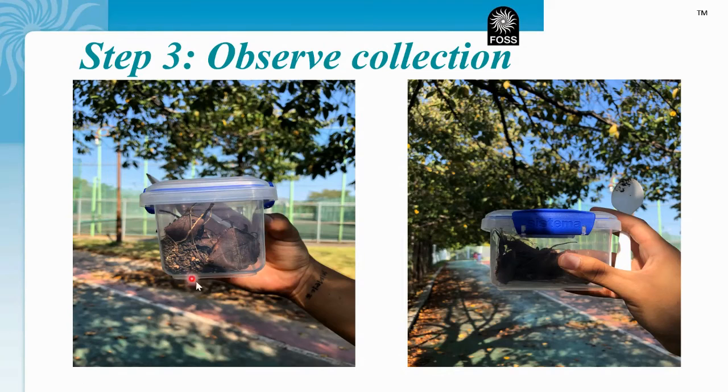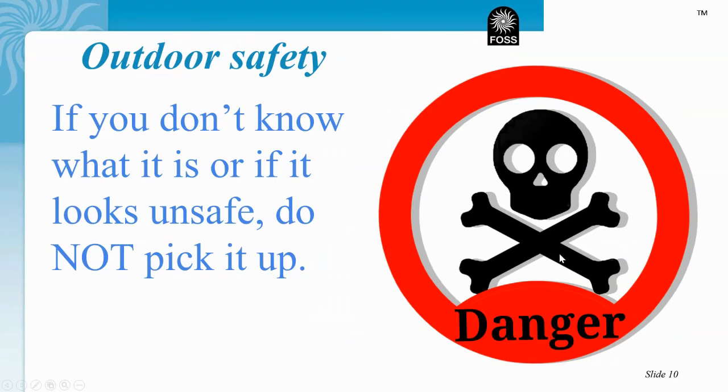So here I use the container. Don't forget, you can also use a plastic bag if you want to collect as much of the ground litter as possible and then sort through and try to find your small animals after that. So that's why the plastic bag is optional, but as you can see, I just used the plastic container.